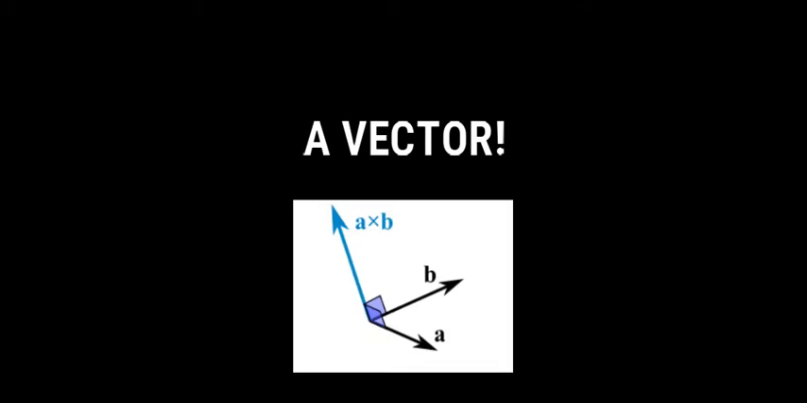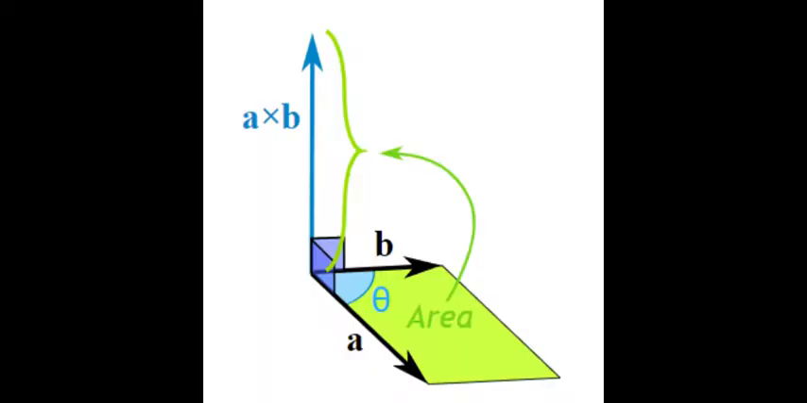A vector has a magnitude and a direction. Two vectors can be multiplied using the cross product. The cross product of two vectors is another vector that is at right angles to both. The magnitude of the cross product equals the area of the parallelogram with vectors u and v for sides.